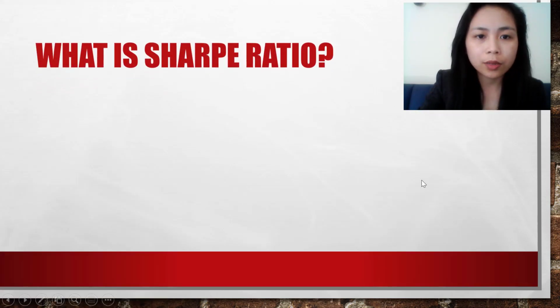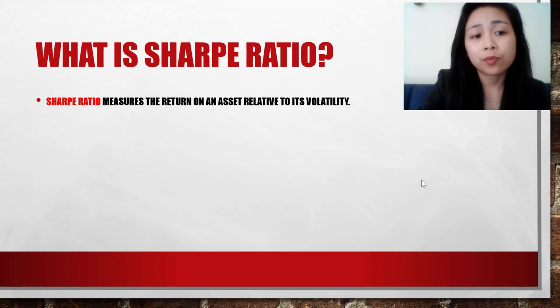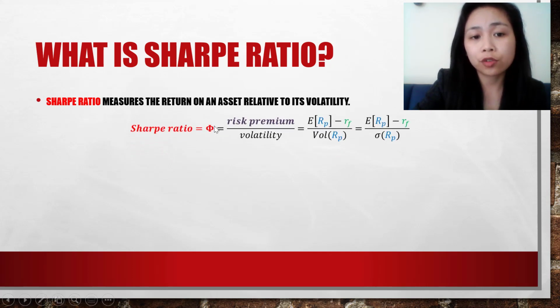Alright, so now let's begin with the Sharpe ratio. What is the Sharpe ratio? The Sharpe ratio measures the return on an asset relative to its volatility. Here I use phi as a notation for the Sharpe ratio, and the Sharpe ratio of this asset is risk premium over volatility. And the risk premium here is the difference between the expected return and the risk-free rate. And volatility here is the standardization of the return. So I can use either VOL of RP or sigma of RP as a notation for volatility of this investment.